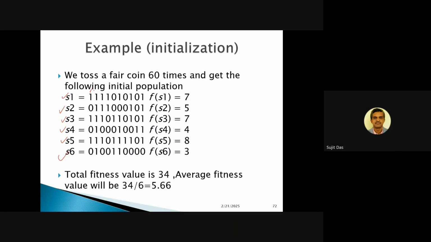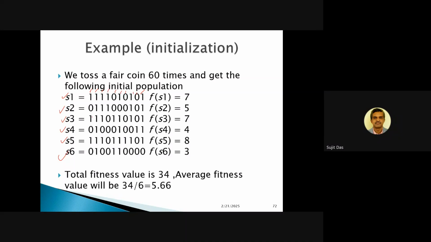So this is 1, 2, 3, 4, 5, 6, 7, 8, 9, 10. It was already given, so the chromosome size is 10. The number of solutions in the population is 6. Make it clear: chromosome size is 10, but population size is 6. Population size means how many chromosomes there will be. Chromosome size means how many genes there will be. Gene means the problem parameter.